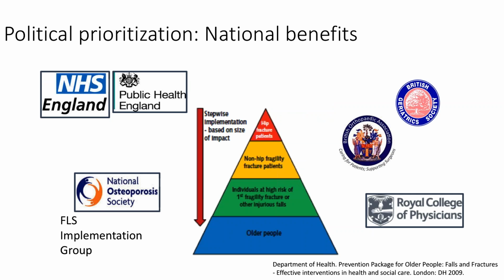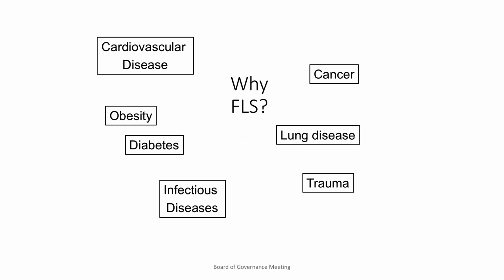So in the UK, this was done through a coordinated effort led by the Patient Society, the National Osteoporosis Society, linking together government bodies for both public health and hospital care and primary care, with professional societies for geriatrics and orthopedics, with the Royal College of Physicians providing a quality framework. And we need this coordinated approach to FLS at the highest level if we're ever to get national level prioritization. And this is important when these decision makers are prioritizing against other diseases such as cancer care, lung disease, trauma, obesity, diabetes, cardiovascular disease, or infectious diseases.